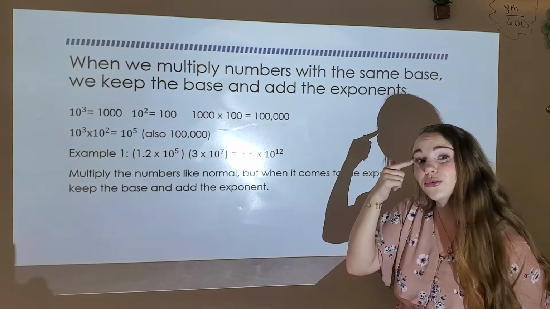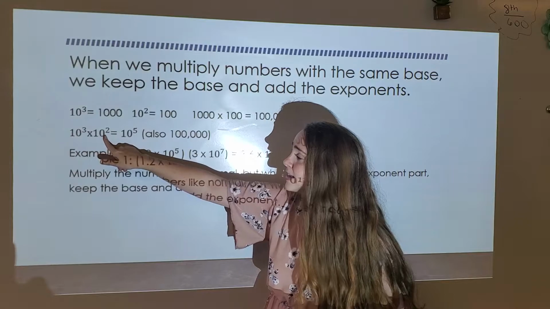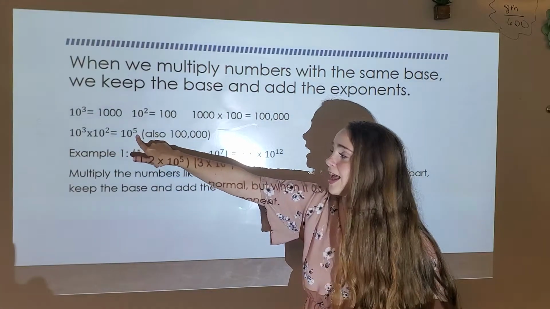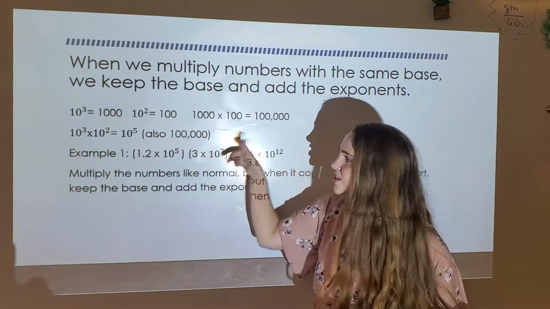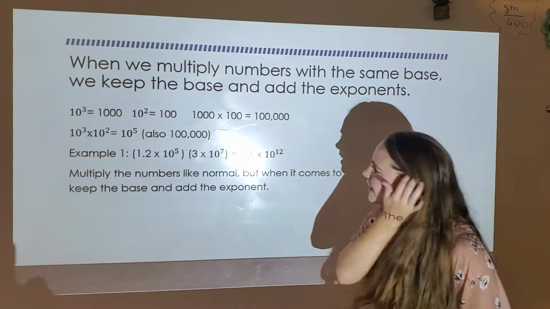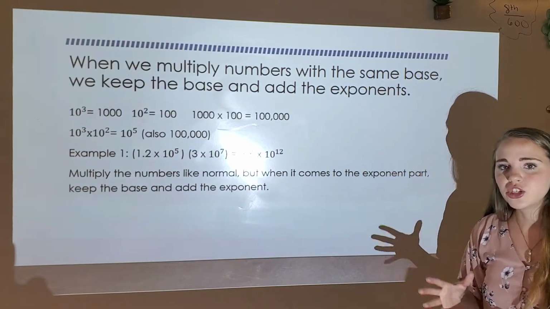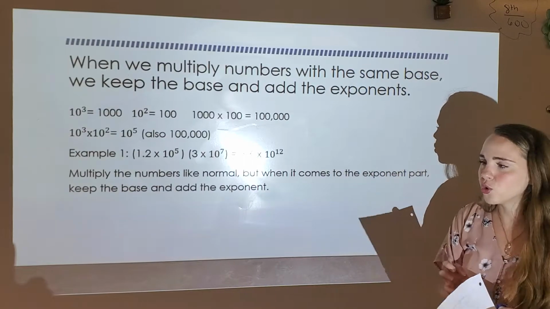Okay, so let's use our new knowledge. 10 cubed times 10 squared, keep the base, add the exponent, 10 to the 5th, that's also 100,000. So instead of working with all those zeros, we just use this new idea to shorten the process.